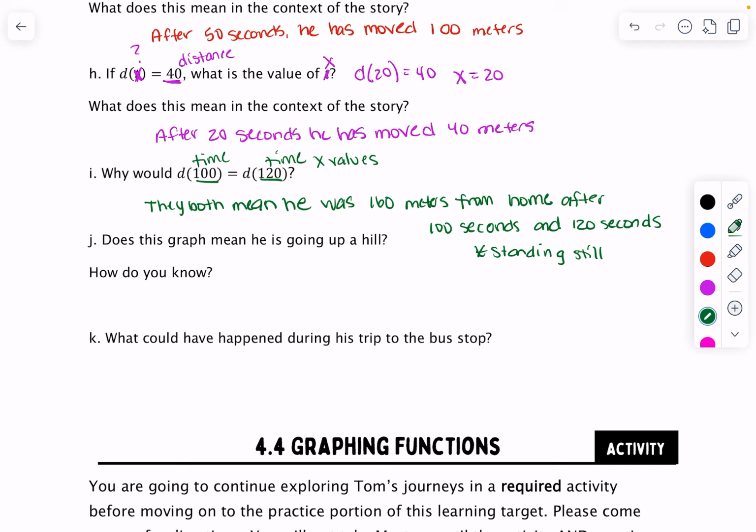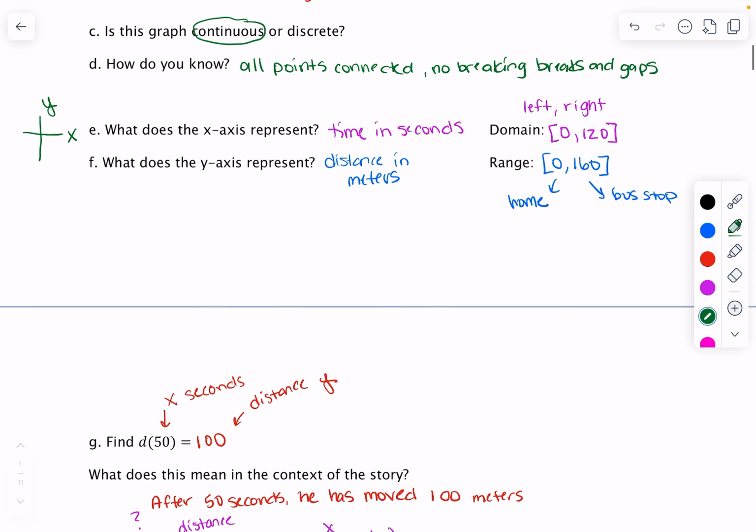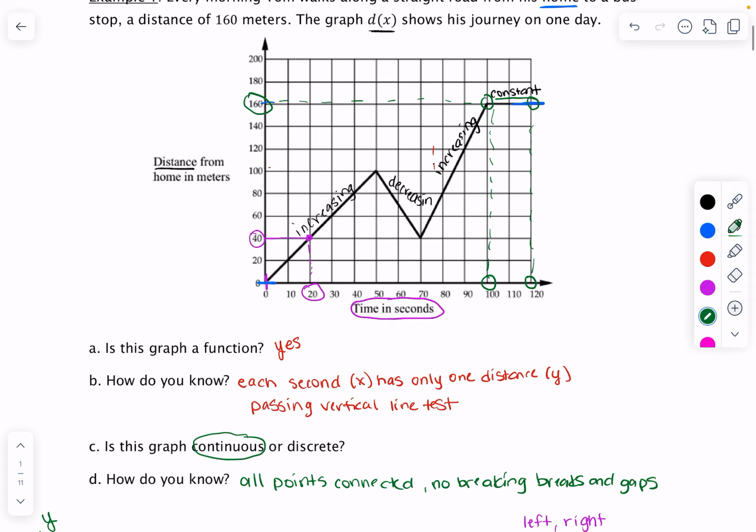And so that's really important, understanding that as time is passing, he's farther and farther away from home. That distance shows distance from home. And if we have this here at a constant, it means he's not moving.